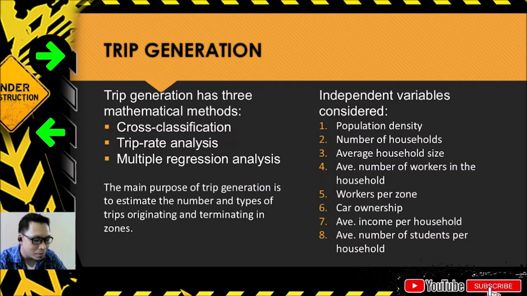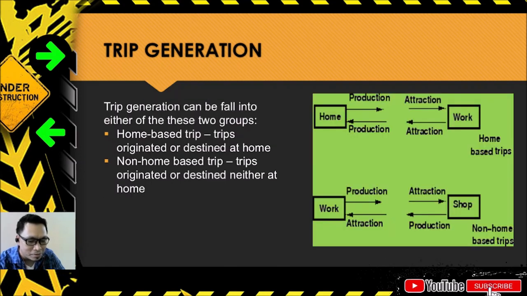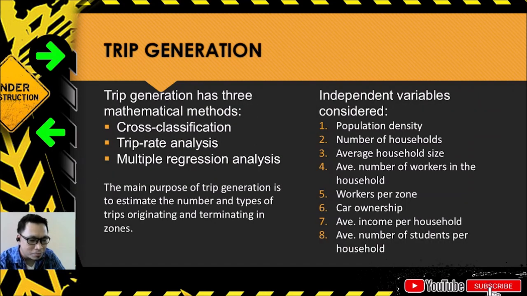So take note, class, that the main purpose of trip generation is to estimate the number and types of trips originating and terminating in zones. Okay, important, class, that we determine the type of trips that originate, either home-based trips or non-home-based trips. So these are the independent variables that we consider.